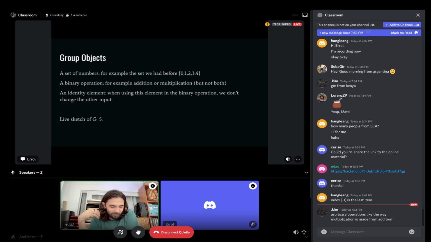And if arbitrary operations, the way multiplication is made from addition, we can see multiplication as being made from addition, but yeah, you can make it in different ways. Arbitrary just means that as long as it's a binary operation, it doesn't really matter what it does. Even if it does something really odd or boring, it just has to be a binary operation.